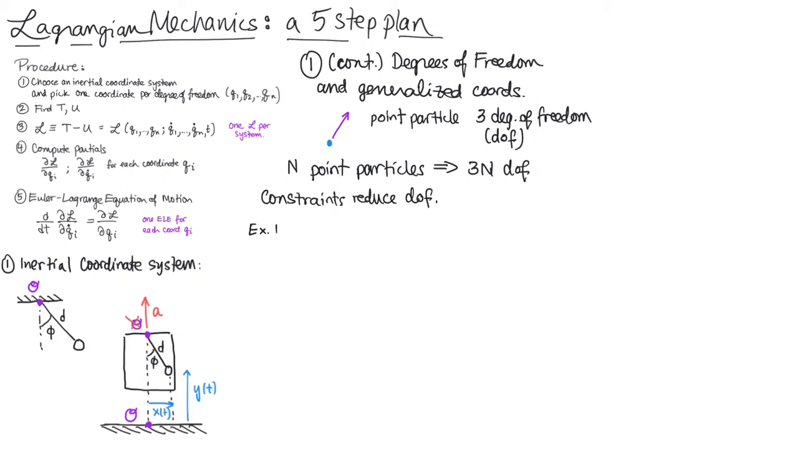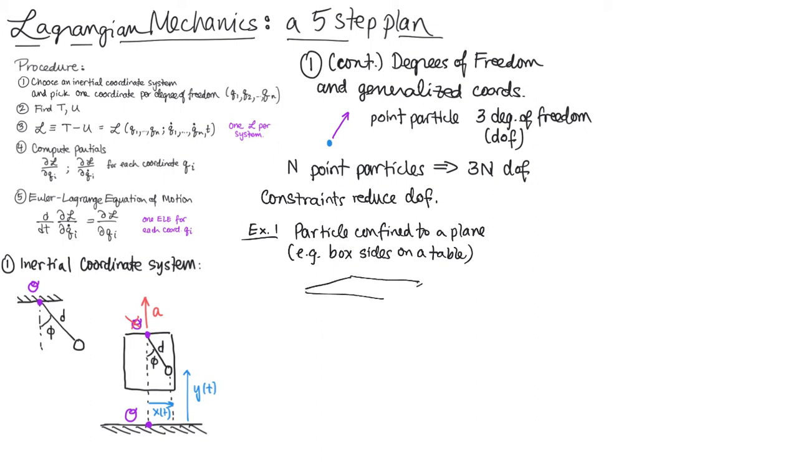Okay, our first example of constraints and how to talk about them and how to determine degrees of freedom in a system. We'll just say, let's confine a particle to a plane. So we might have a box that slides on a table. So we'll have our table like this, and then on it we're going to put a box like so. Okay, and that box can move forward, backward, and left, right on the table, but it can't move up, down, perpendicular to the table. So there's one constraint here.